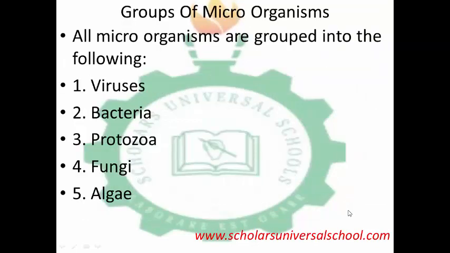So let's learn the groups of microorganisms. We have five groups of microorganisms, which are the viruses, bacteria, protozoa, fungi, and algae. In your last term, your first term work, you did classification of organisms, where you were told that we have five kingdoms: Monera, Protista, Fungi, Plantae, and Animalia.